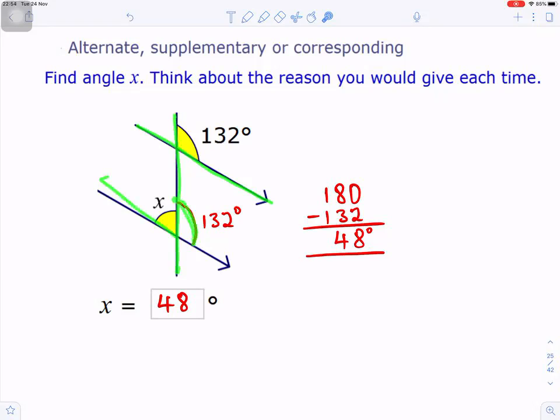angles there. So this one and this one is 132 degrees because they are corresponding angles. You can see that letter F like that. You can see the letter F. So this angle and this angle are the same, the one I've just shaded green. So 180 minus 132 will give you X, which is 48 degrees for X.